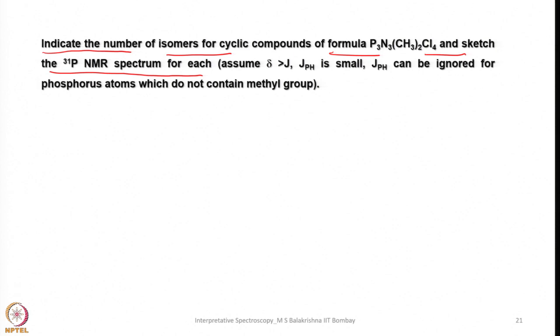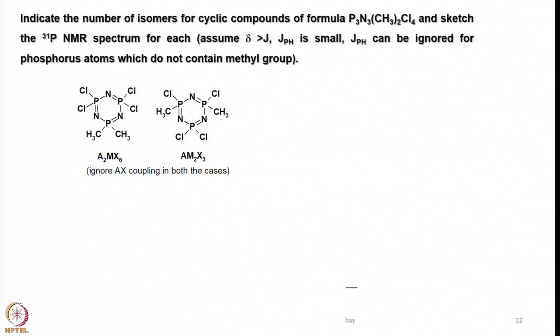That means we are plotting not the decoupled spectrum, we are plotting the coupled one. What would happen if we take a decoupled one? It is straightforward. We have to identify how many different types of phosphorus environments are there in a given isomer. So here, only 2 isomers are possible, either having both methyl groups on 1 phosphorus or the 2 methyl groups distributed on 2 different phosphorus. Since we have only 2, we can have this possibility or this possibility. In this one, if you are considering protons also, it would resemble an A2MX6 spin system. Or here, it would be an AM2X3 spin system.